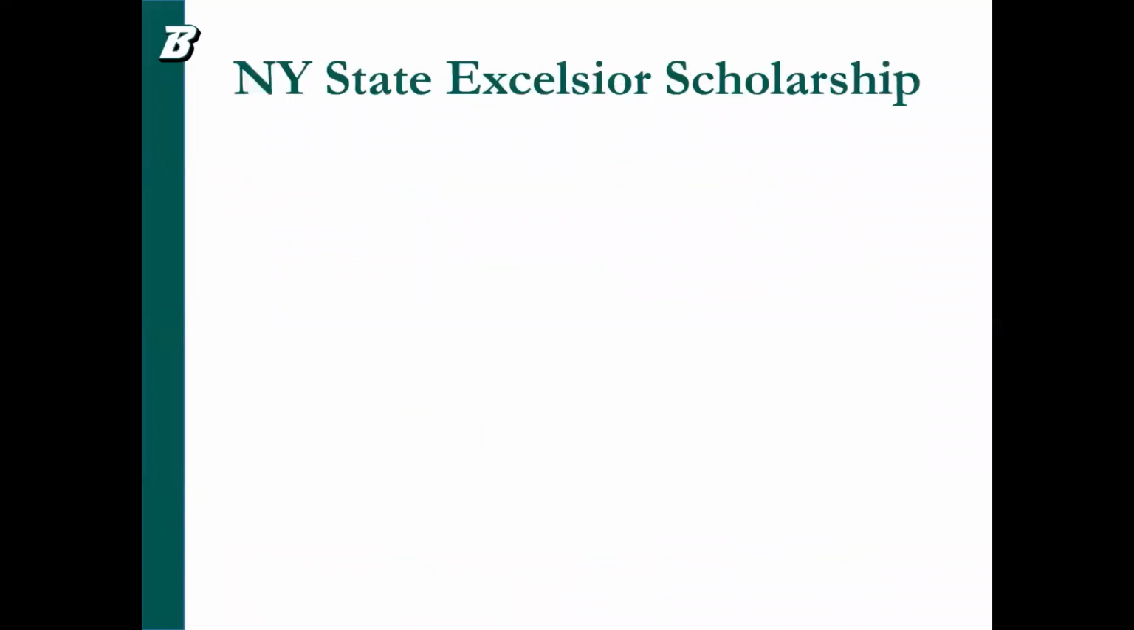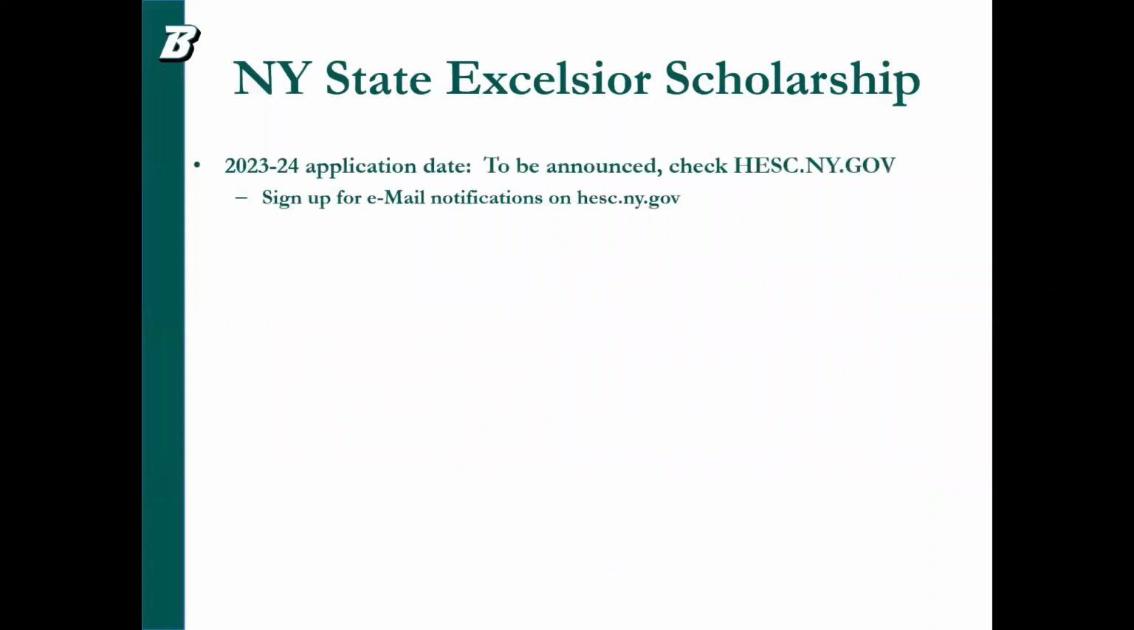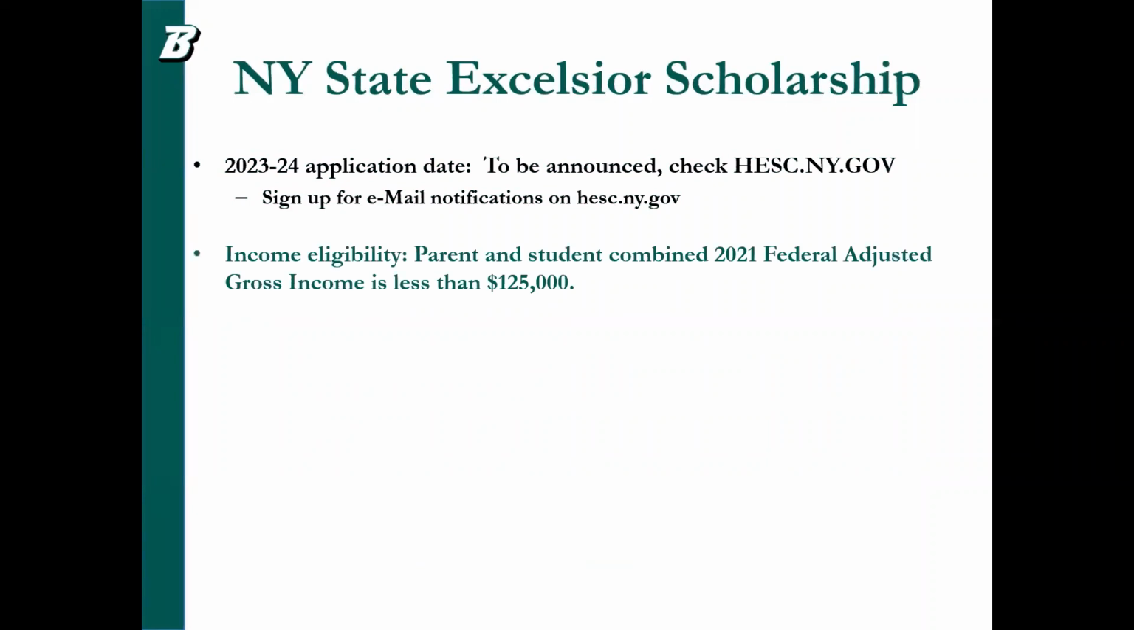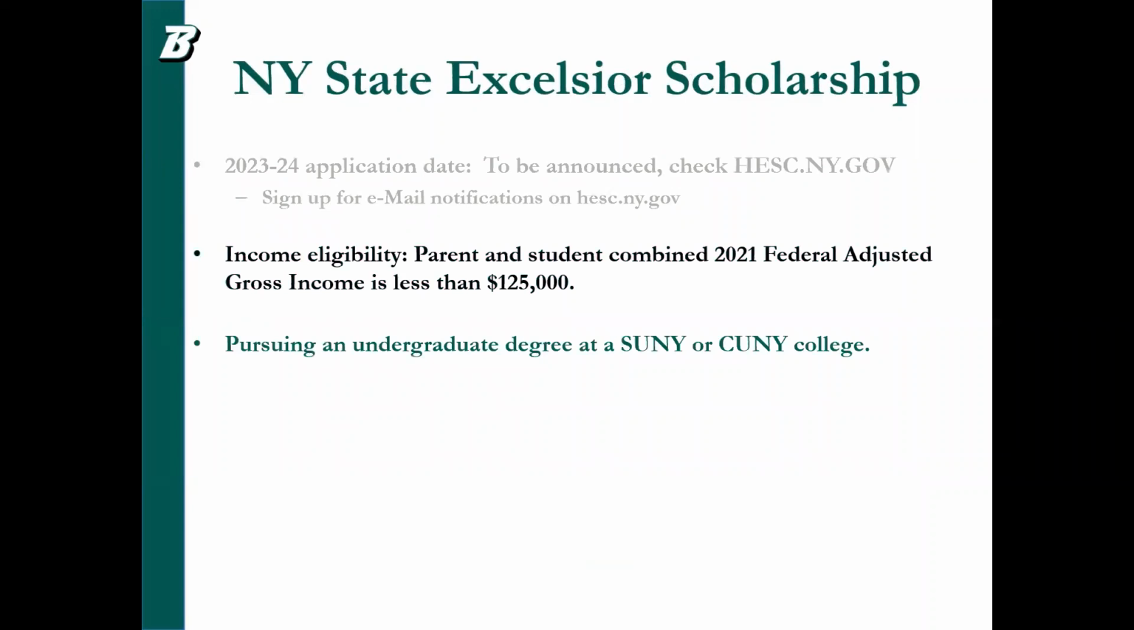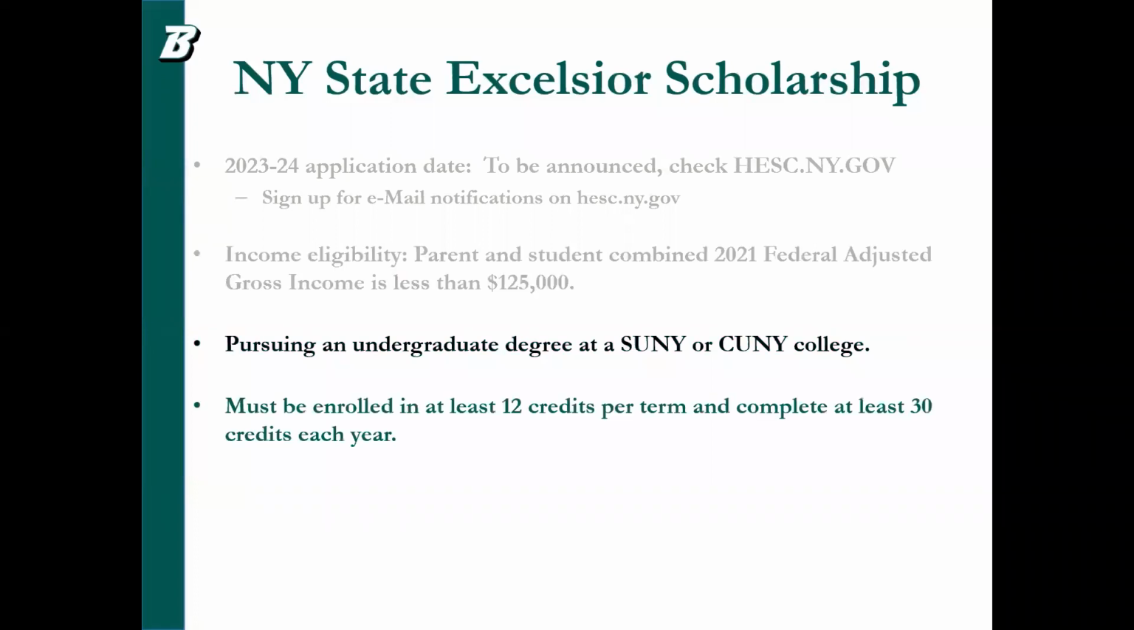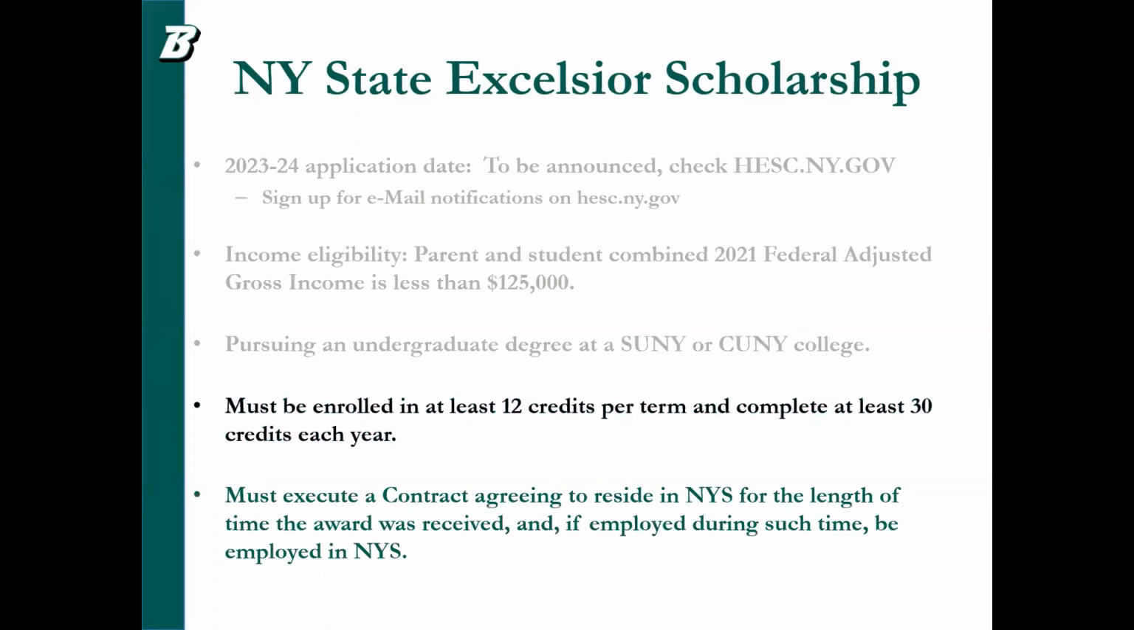Another popular scholarship opportunity available for students from households earning less than $125,000 per year who are pursuing an undergraduate degree at a SUNY or CUNY college is the Excelsior Scholarship. In order to remain eligible for this award, it is imperative that students be enrolled full-time and complete at least 30 credits per year. Students also will be required to sign a contract agreeing to live and work in New York State for the same amount of years that they earned the scholarship for.